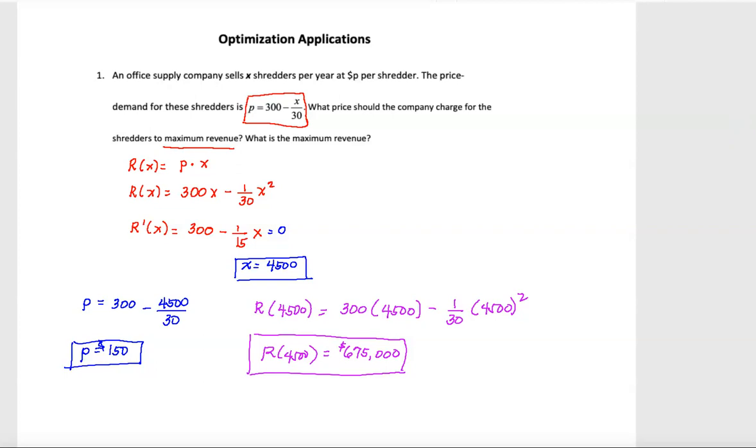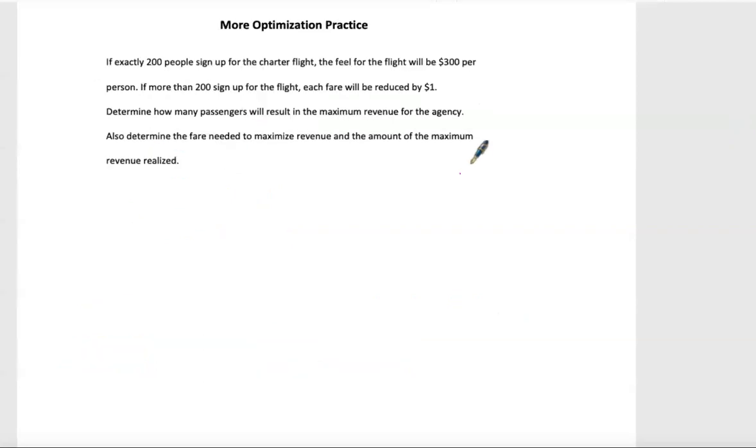Okay, we'll have one more. If exactly 200 people sign up for the charter flight, the fee for the flight will be 300 per person. So that's the original. Now remember, if more than 200 sign up for the flight, each fare will be reduced by $1. It means that for every additional person that signs up, the fee will be reduced by $1. We want to find the number of passengers that will result in the maximum revenue. So we are maximizing the revenue for the agency.